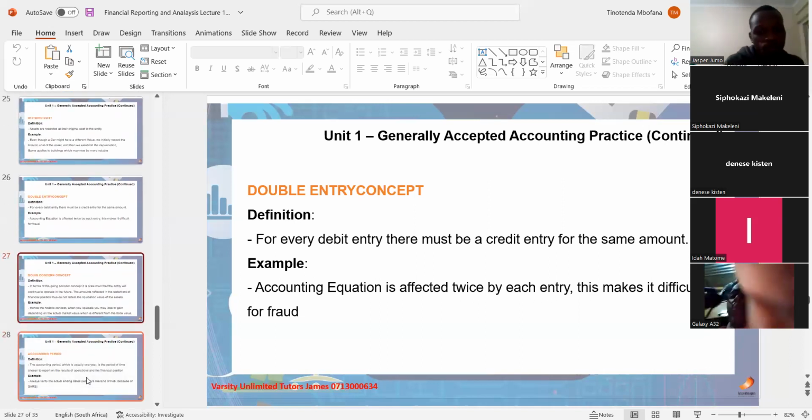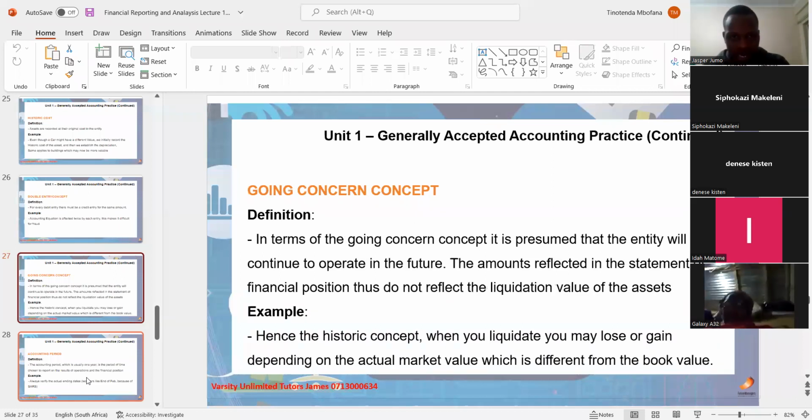Next one. Going concern concept. Now, the going concern concept, we are simply saying that when you are reporting your financial statements for the business, you are assuming that the business is not going to close down next year. That's your assumption. You're assuming that this business will survive for the next 3 years, for the next 5 years, for the next 10 years. You're assuming that the business will continue to operate.